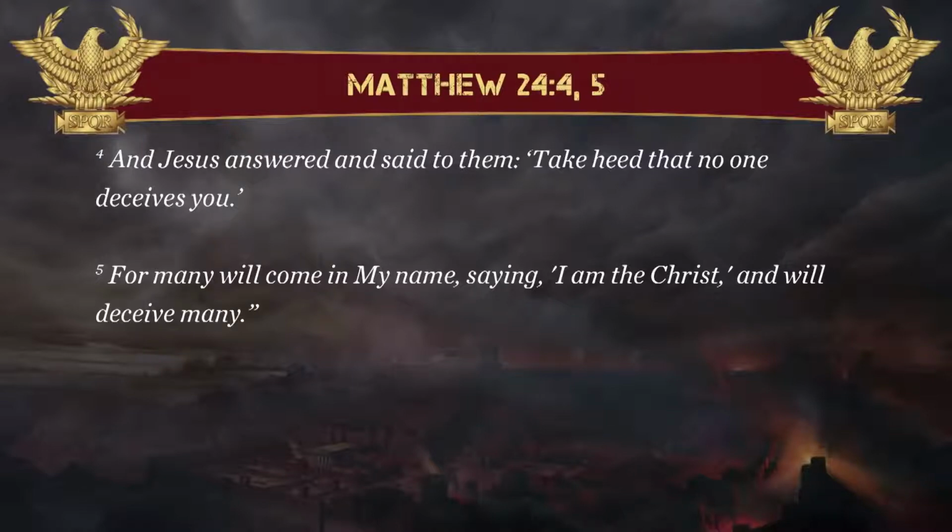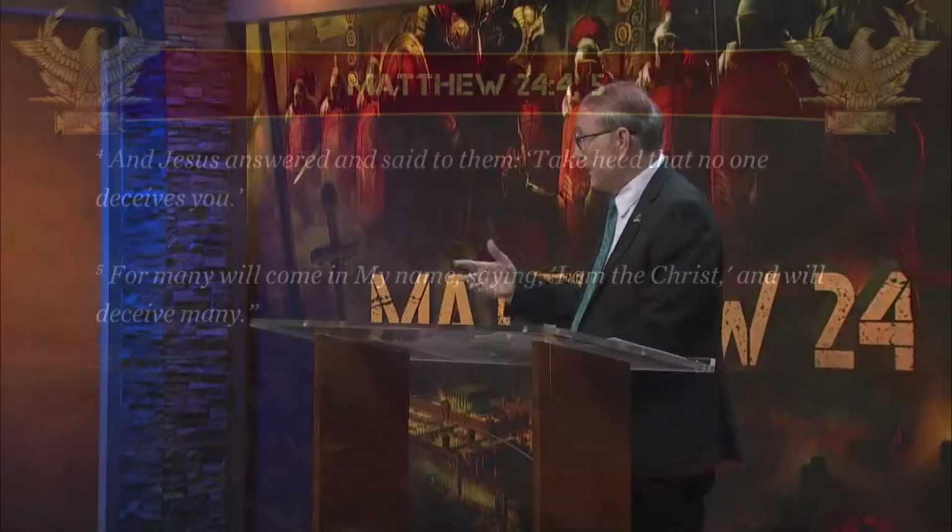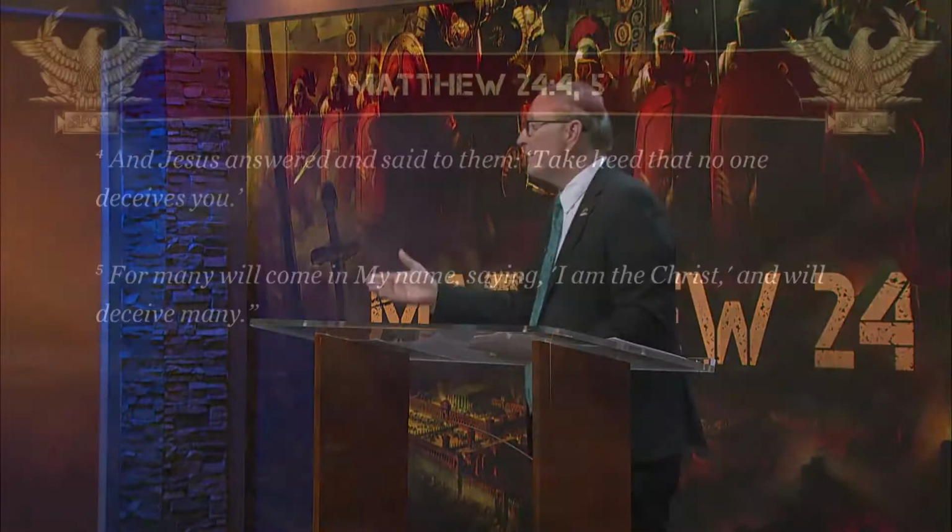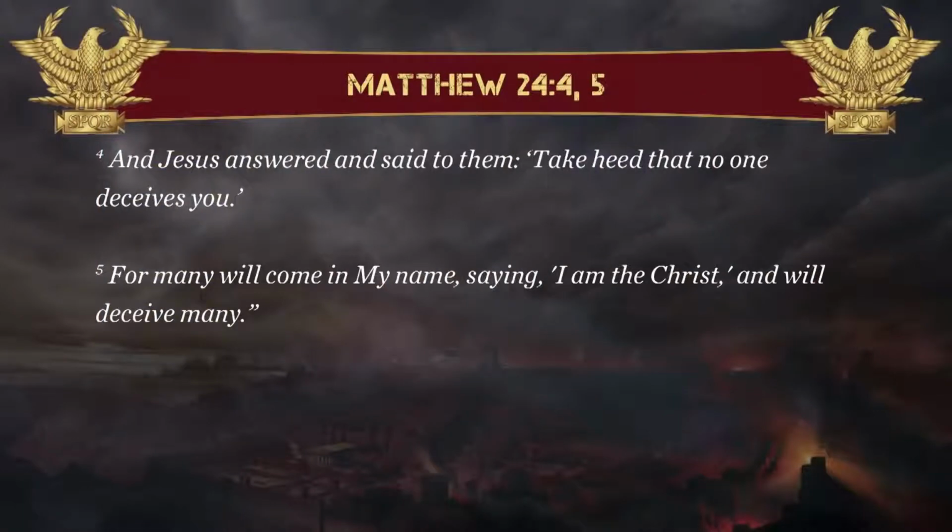Then the very next verse, Matthew chapter 24 and verse 5, says, for many will come in my name. So you'll notice that these must be Christians because they're coming in the name of Jesus. So for many will come in my name, saying, I am the Christ, and will deceive many. Jesus is saying, many are going to come in the name of Jesus, and they're going to deceive many. And he's saying to his disciples, make sure that you are not deceived.